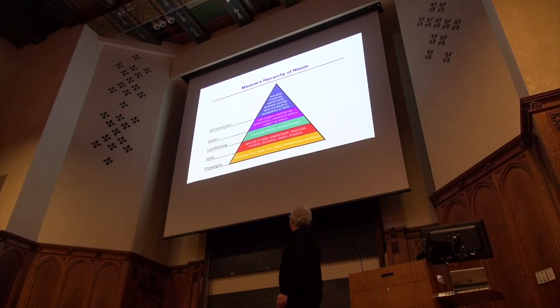At the bottom are physiologic needs for air and food and water and sex and sleep and homeostasis, that means body regulation, excretion. Then they have some need for safety, security of the body, employment, resources. Then they have a need for love and belonging, friendship and family and sexual intimacy, or esteem. Do they feel good about themselves?